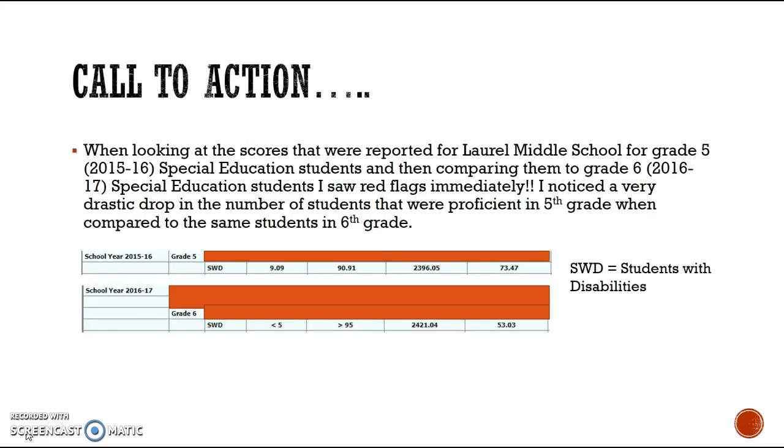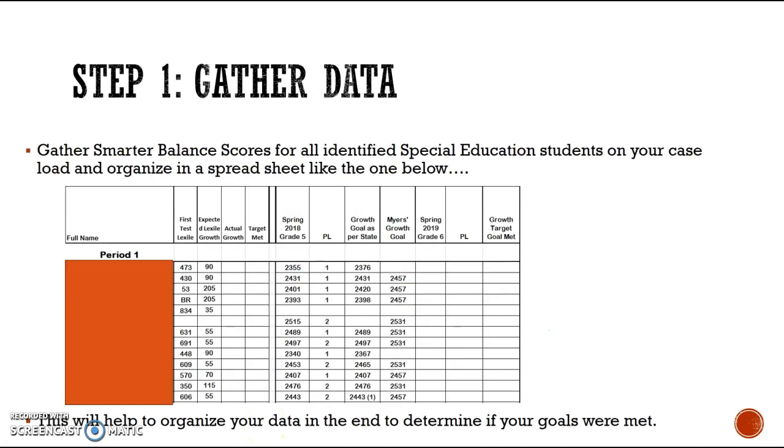years, the same group of students, in grade 5, students with disabilities, 9% of them were proficient on their Smarter Balance test. But then in grade 6, the same group of students, less than 5% were proficient. So even though their scale score rose, this was their scale score in 5th grade, and this was the scale score in 6th grade, there still was a huge drop in the number of students that were proficient according to Smarter Balance.